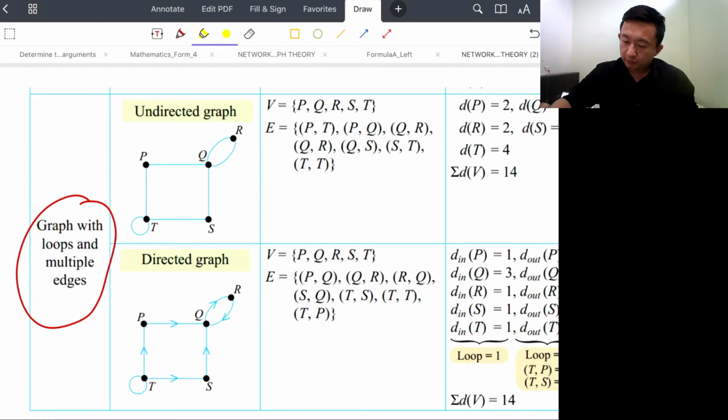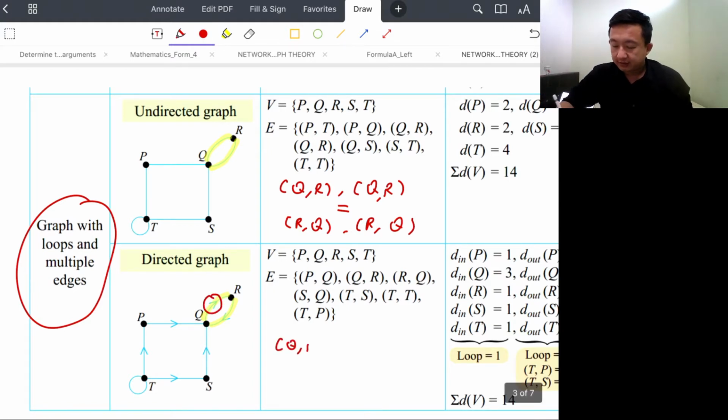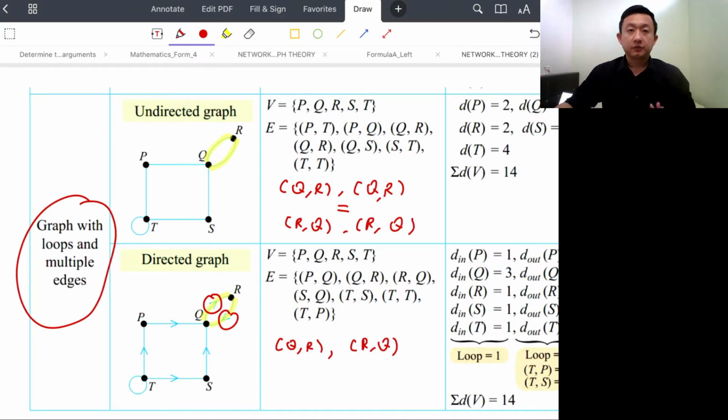Okay, we have a look at these two: loops and multiple edges. Few things I want you to pay attention to. For example, the multiple edges. In this case, without directions, you can call it QR or RQ, up to you. But with directions, you can only call this QR and this RQ. That's it.